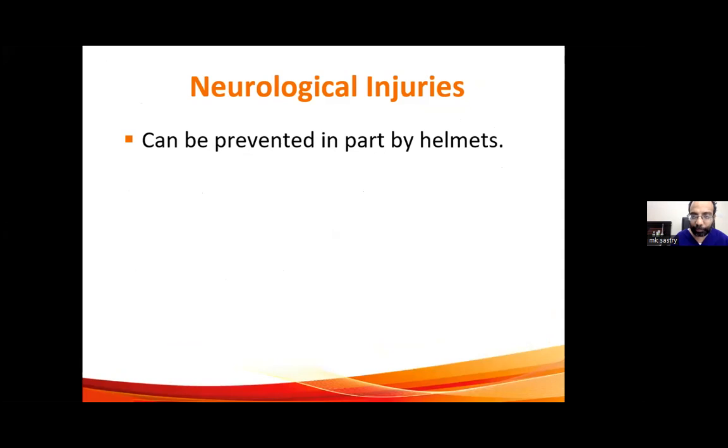And it can be prevented by wearing helmets. So MVA means road traffic accident, and it can be prevented by what? Wearing helmets. Right.